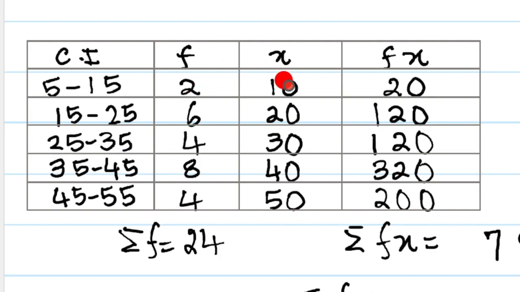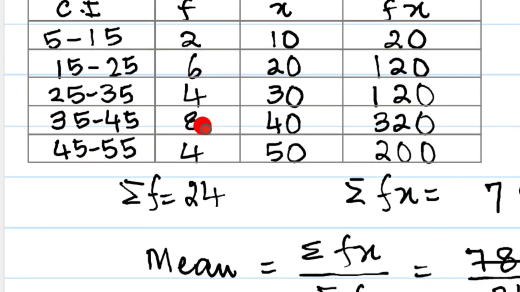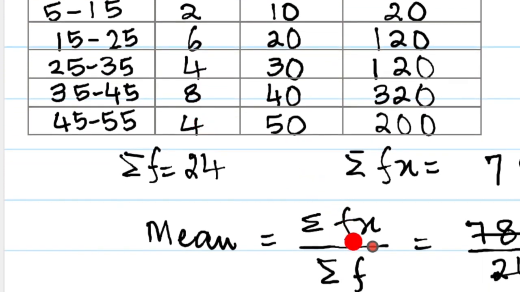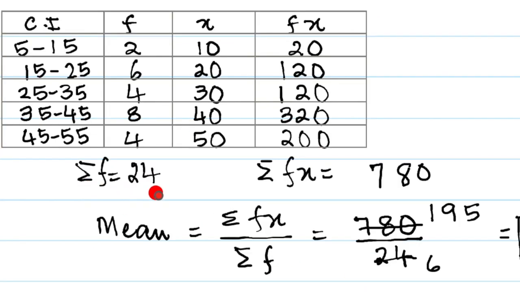And then we take f and x, we multiply. This will be 20, 6 2 is 12, so 120, 4 3 is 12, so 120, 8 4 is 32, so 320, 4 5 is 20, so 200. We know the formula for our mean as sigma fx upon sigma f. So sigma f will be 24 when we add this, and sigma fx, total it up, it is 780.